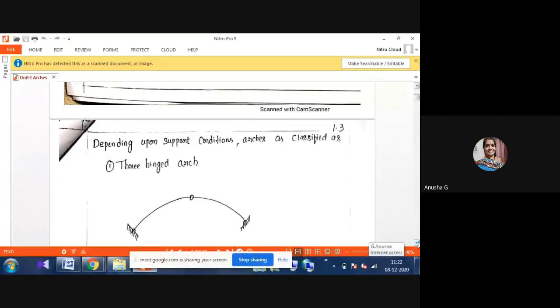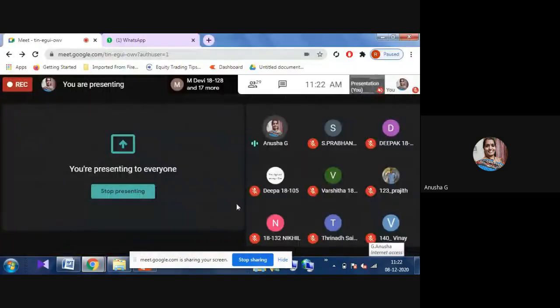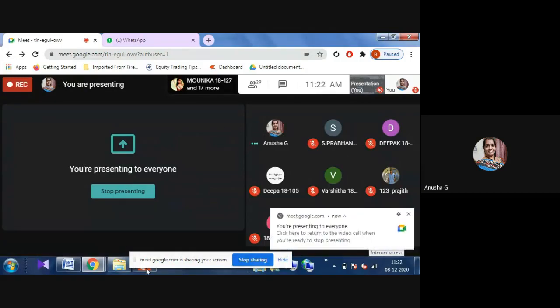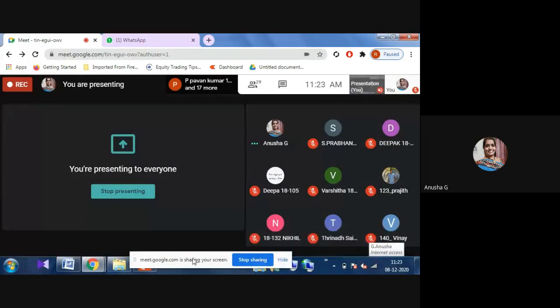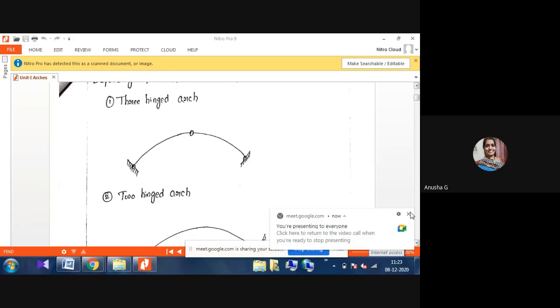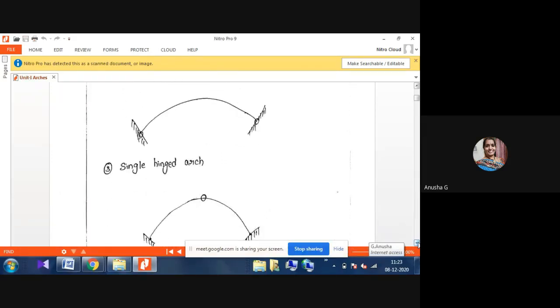Next, depending upon the support conditions, there will be three types of arches. Already we discussed this here. There will be three-hinged arches, two-hinged arches, and fixed arches. But in our syllabus, we only have to learn about three-hinged arches.